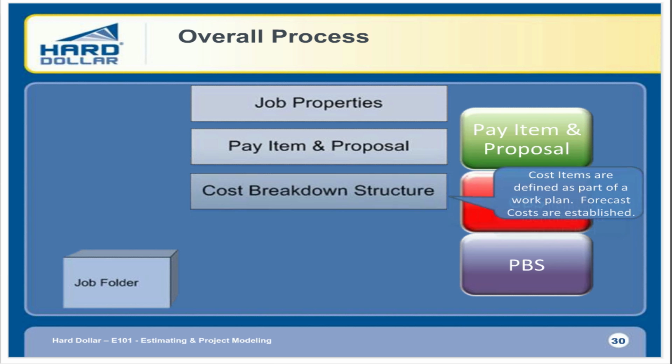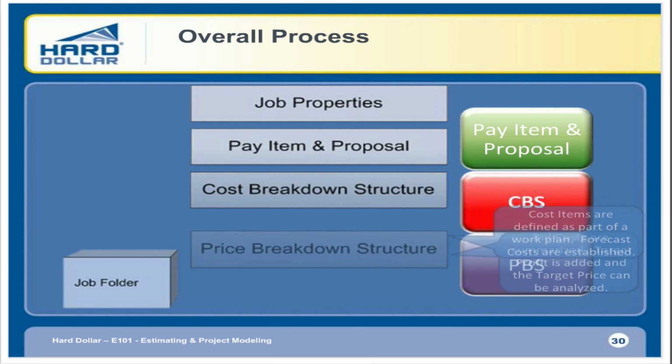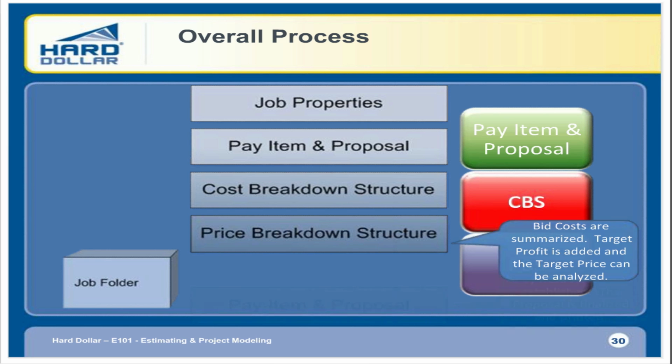From the pay item and proposal form, we go to the CBS to establish the forecast costs for the job. When we are finished in the CBS, we go to the PBS to develop the target price for the job. This is accomplished by adding profit to the job and adding that profit to the direct and indirect costs which were established in the CBS.